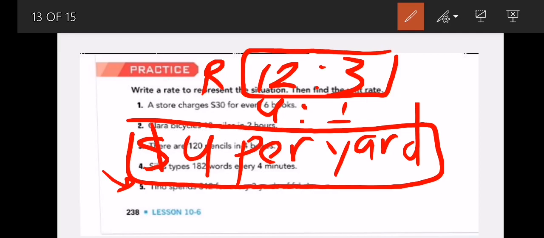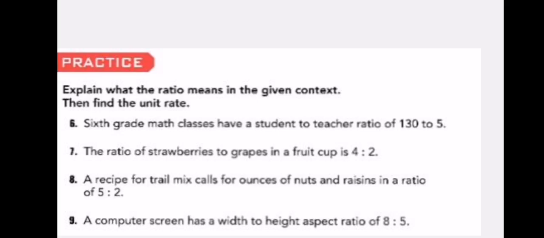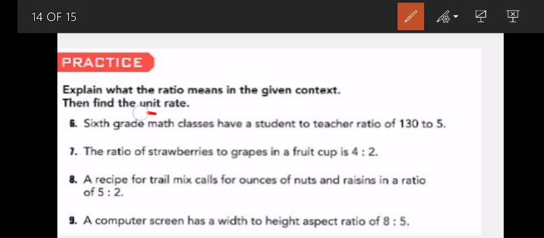Let's see the next page, page 239. On this page, the question is different. First, we need to explain what the ratio means in the given context. Then we want to find the unit rate. What does explain what the ratio means in the given context mean? It means here you have a situation and you have to explain the meaning of it. Then you have to put the unit rate. Unit rate means the second number is 1. Yes, once you see it, always the second number is 1.